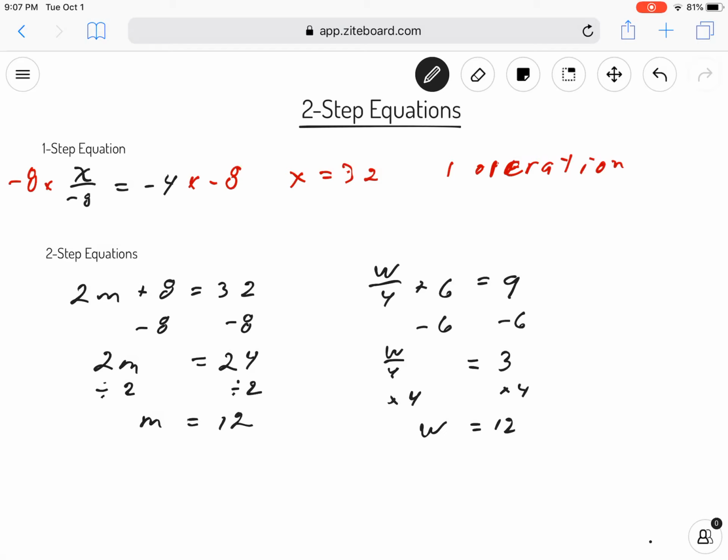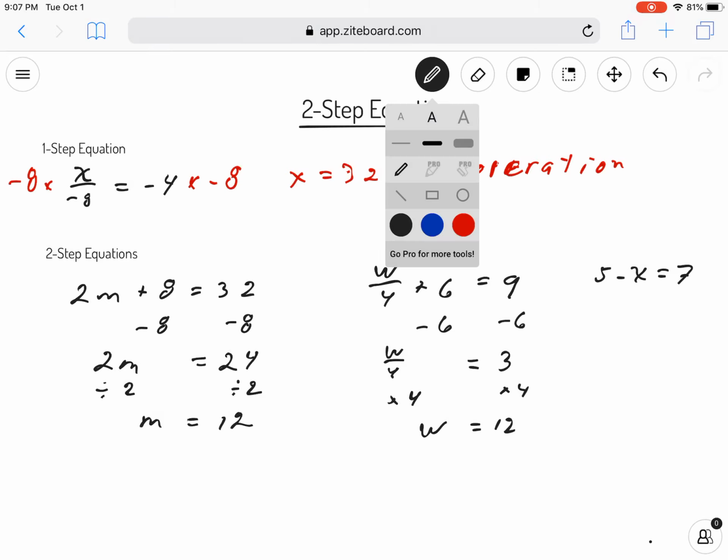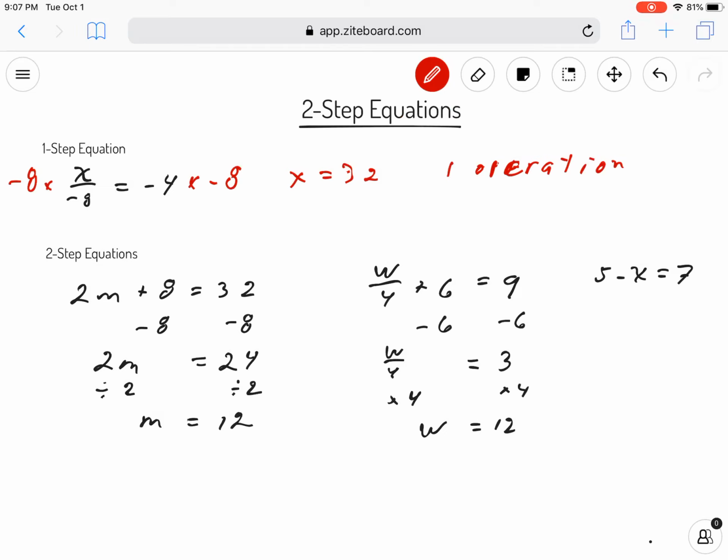Let's look at another one, which would be, say, 5 minus x equals 7. And you might say, well, that looks like a one-step operation, but really it's two, because what's happening is, because I have a negative x there, I'm going to say that's a negative 1x. There's a negative 1 sitting there. You don't write the 1. Okay, so we have a positive 5. I need to subtract 5. So now I have negative x equals 2.